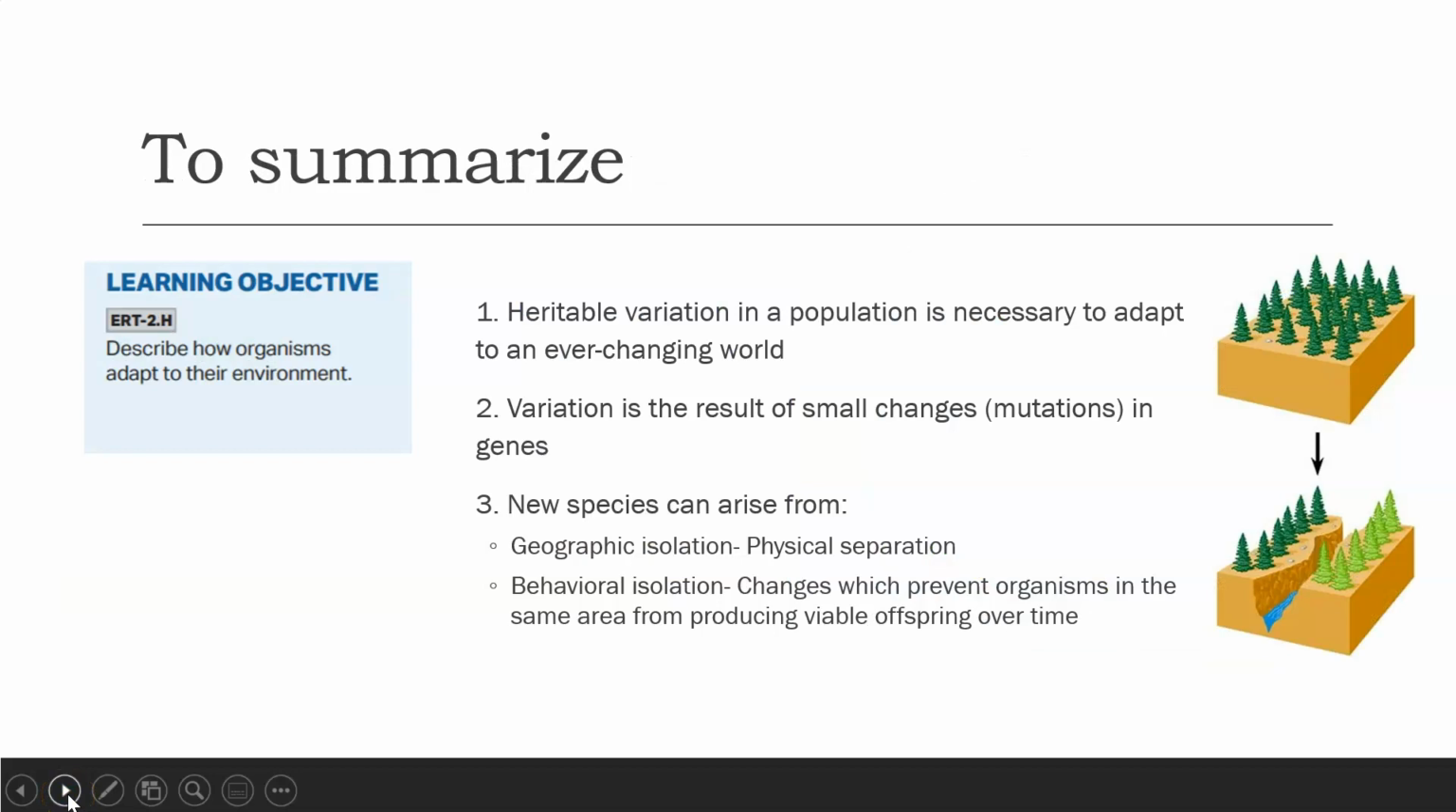So to summarize, our goal was to describe how organisms adapt to their environment, and we learned today that heritable variation in a population is necessary to adapt to an ever-changing world, and variation is the result of small changes, called mutations, in the genes. A new species can arise from geographic isolation, so they're physically separated, or through behavioral isolation, so they have changes that prevent the organisms, even in the same area, from producing viable offspring over time.